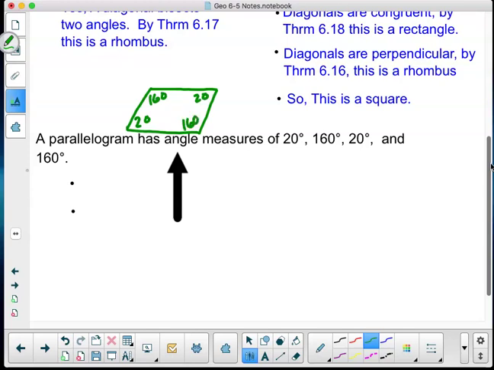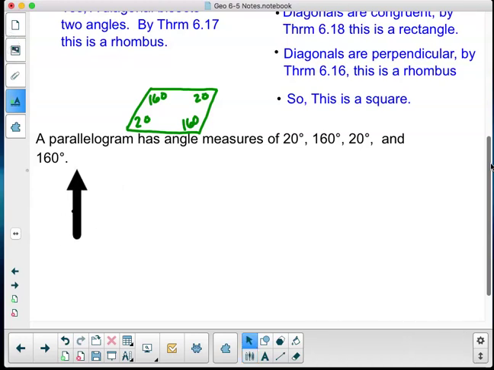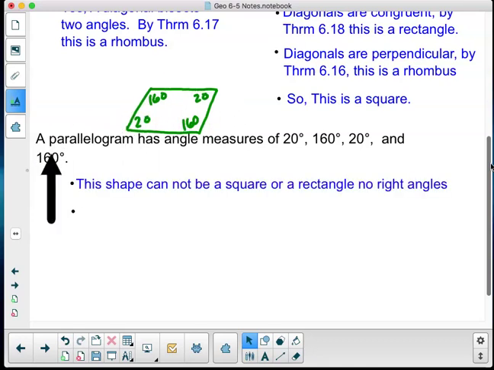If this were true, I know it's not drawn to scale, but if it were, can I call it a square, a rhombus, or a rectangle? Well, right now, because it has no right angles, I know it's not a square or a rectangle. This shape cannot be a square or a rectangle, no right angles.